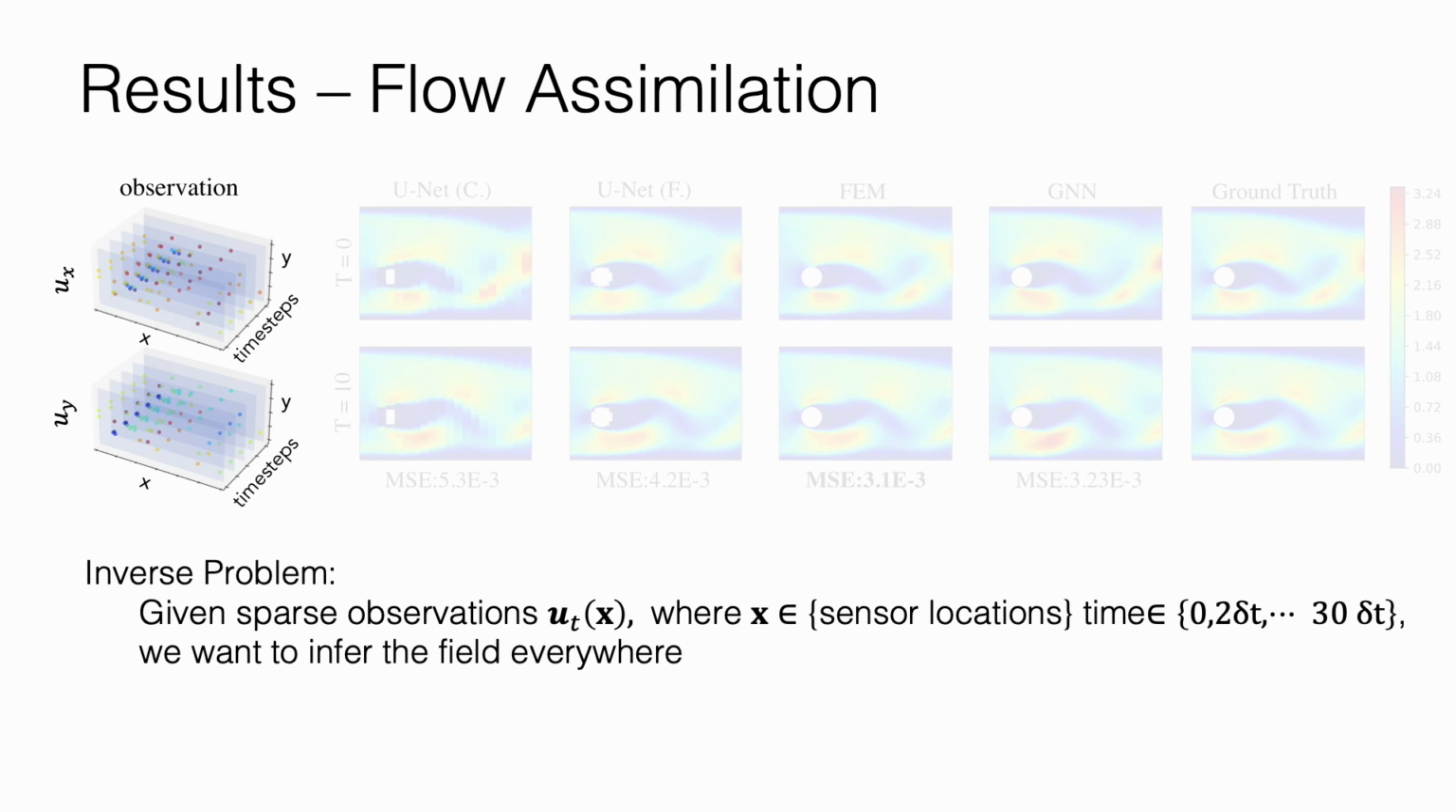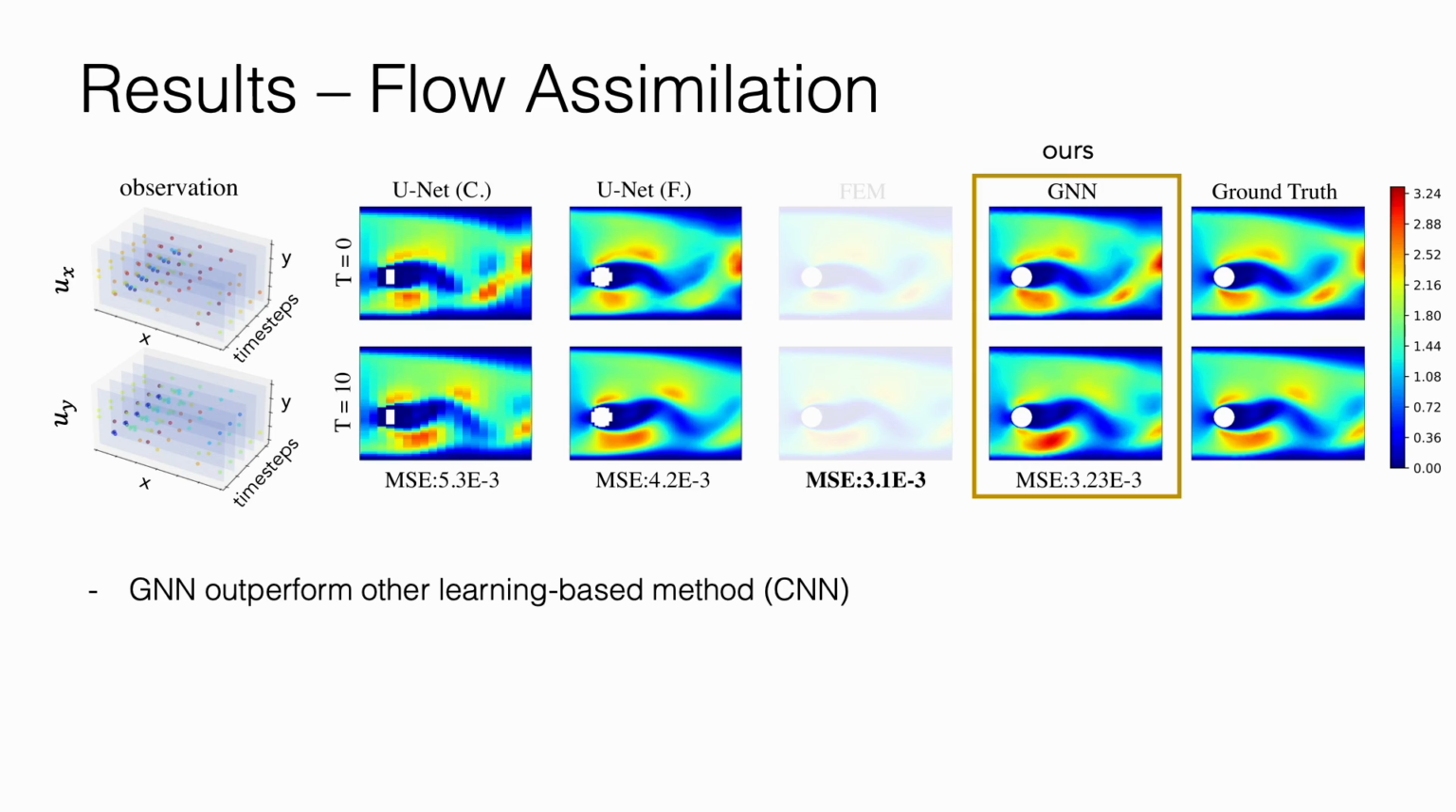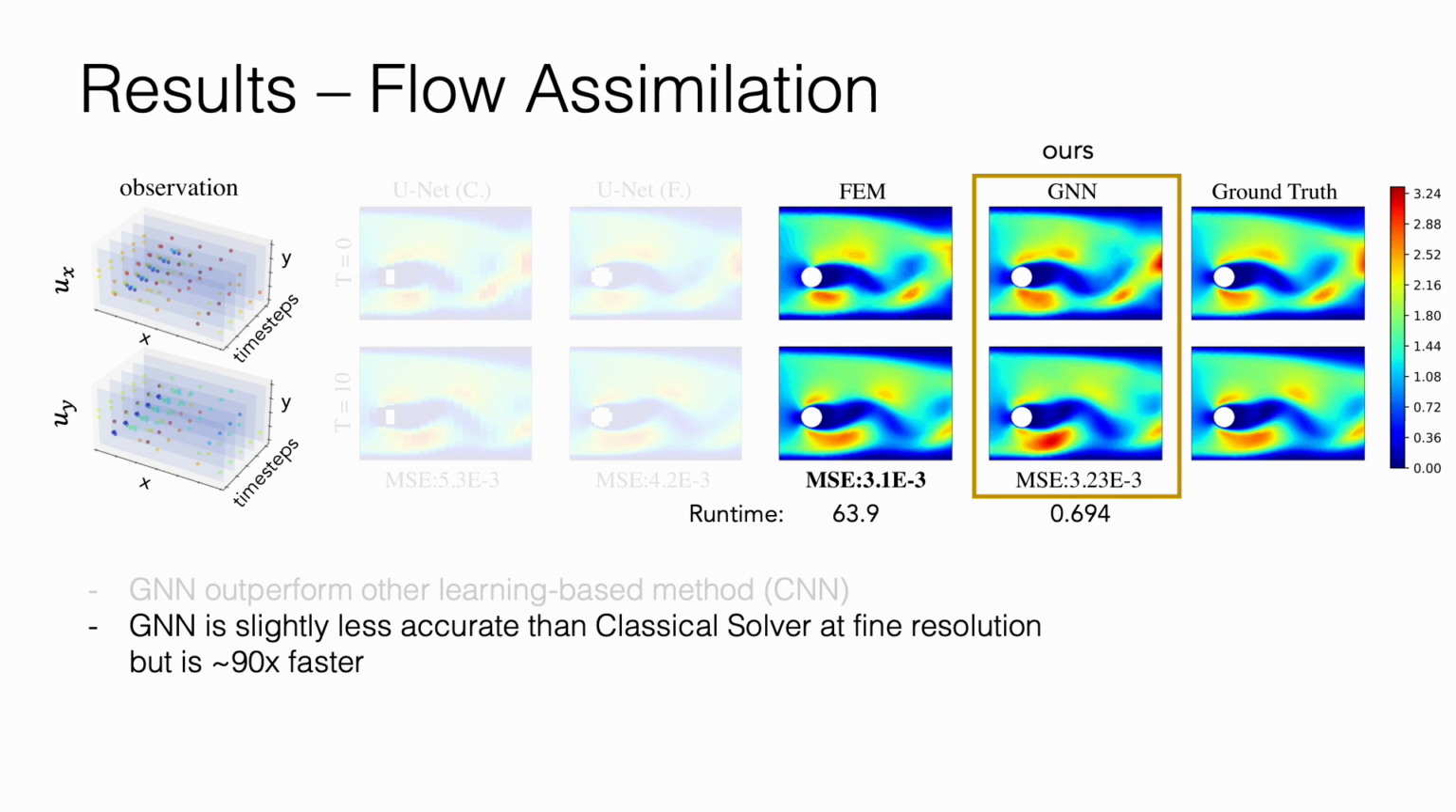We also test our approach on a flow assimilation problem where we want to infer the flow field everywhere from sparse observations. Here, we show the result for different simulators with the proposed learned prior. Again, we observe that the GN outperforms other learning-based approaches. GN is slightly less accurate than the classical solver, but is 90 times faster.